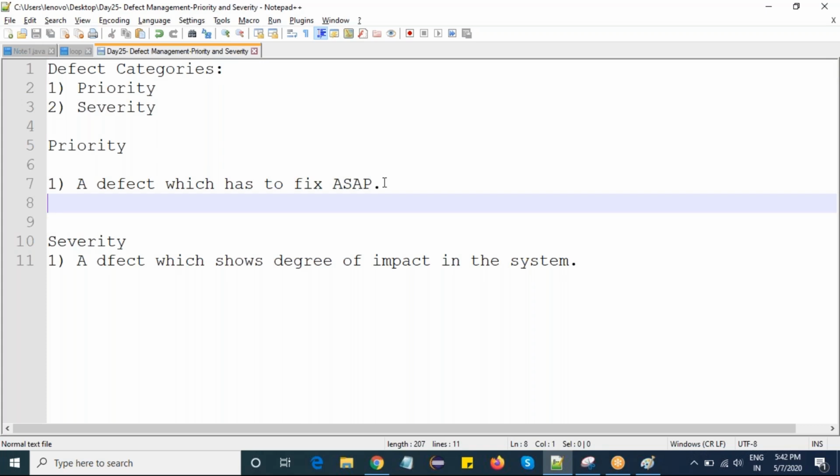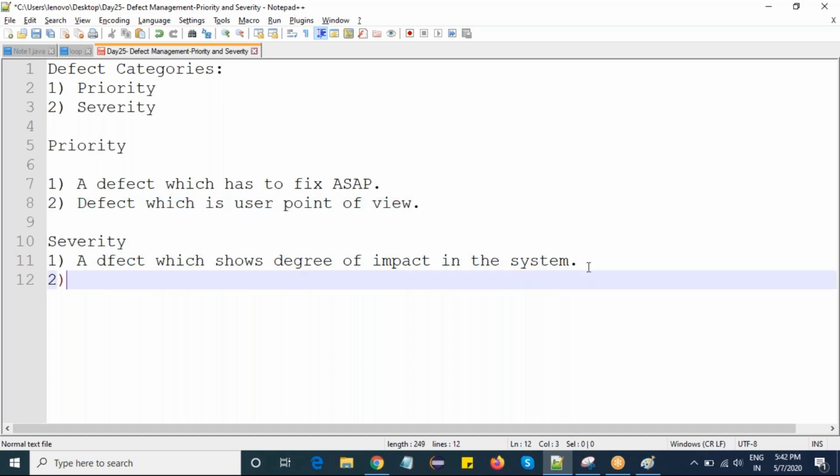The defect has to be fixed as soon as possible. At what condition do I call it please fix the defect as soon as possible? If the defect is showing a problem to the customers, if the defect is creating a problem to the customers, a defect from the user point of view, we will call it a priority defect.